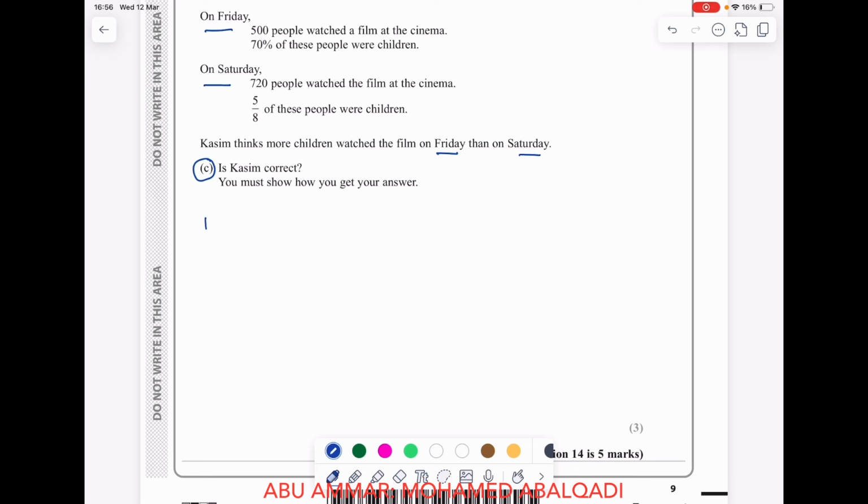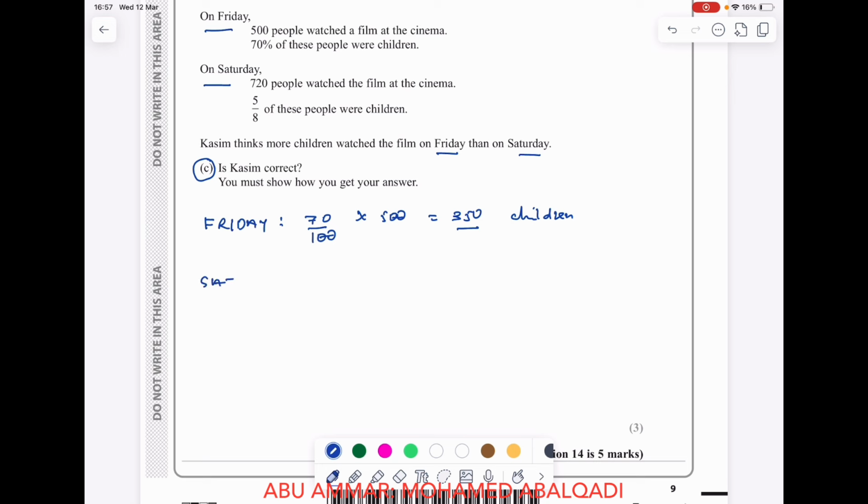So let's see how many children watched a film on Friday. On Friday, 70% of the people who watched the film were children. So 70% means 70 over 100 out of the total number of 500 people, and this will be 70 times 5, 350. So 350 children watched a film on Friday.